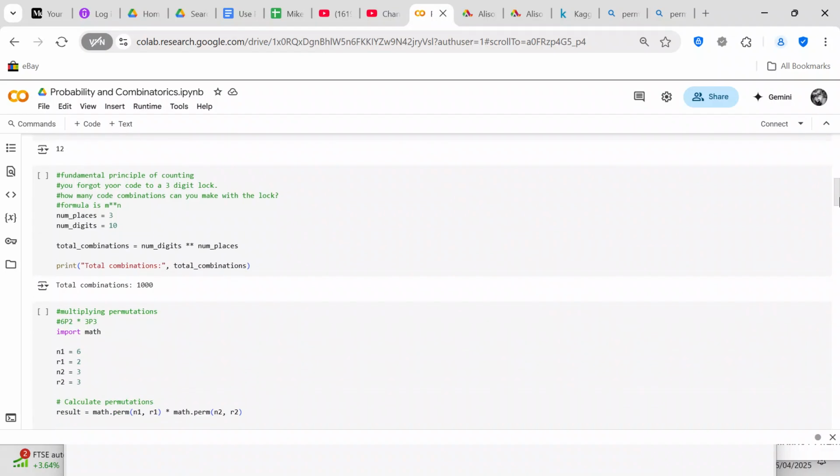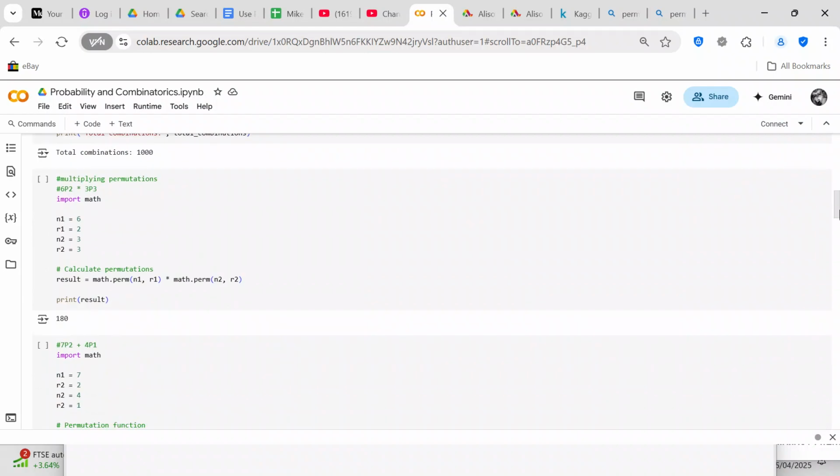So now you have the fundamental principle of counting again, and this is doing the power of. So you forgot your code to a 3-digit lock. How many code combinations can you make in the lock? So the formula is m to the power of n. The number of places is 3 and the number of digits is 10. So 10 to the power of 3 is 1,000. So total combinations equals num digits to the power of num places, and it gives you 1,000.